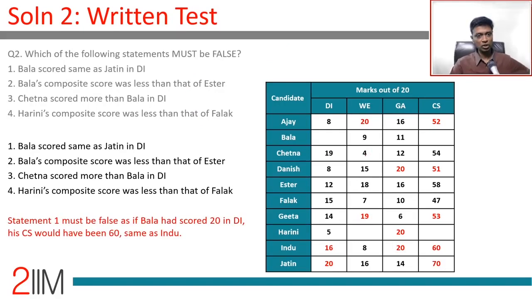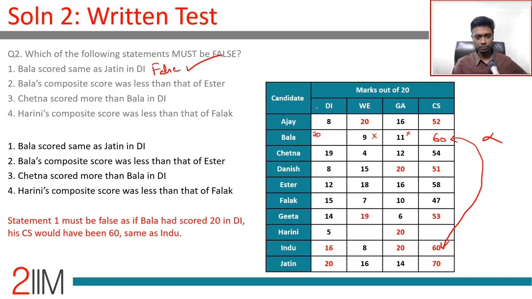Let's go to the next one. Which of the following statements must be false? Bala scored same as Jatin in DI. Same as Jatin in DI. This means Bala should have scored 20. Is that possible? Possible. No condition goes wrong. Bala's composite score would be 40 plus 20, 60. But he still could not have got selected because these two are less than 14. However, this is 20 and this goes to 60. Then these two numbers will end up being the same, and that is not possible. So Bala scored the same as Jatin in DI cannot be true, must be false.